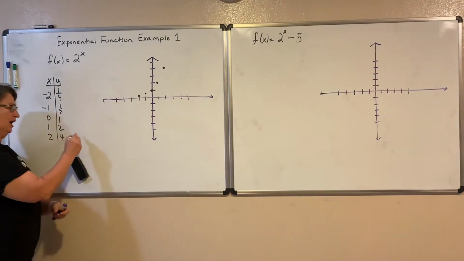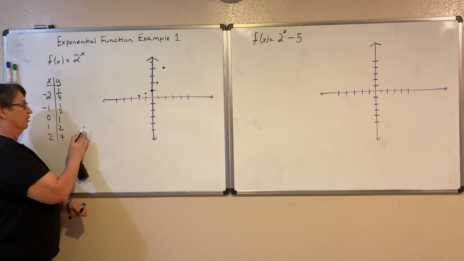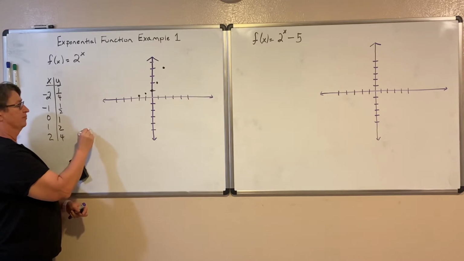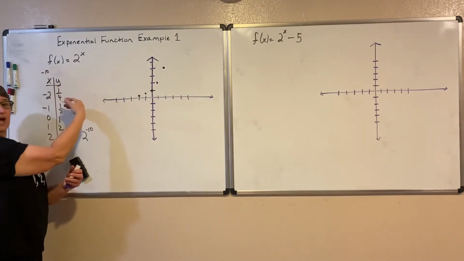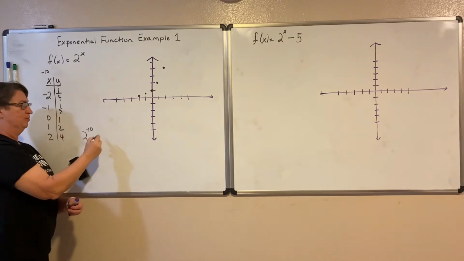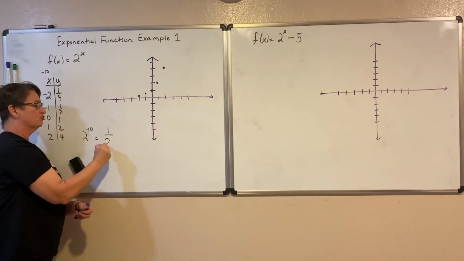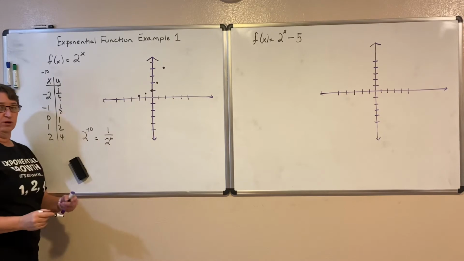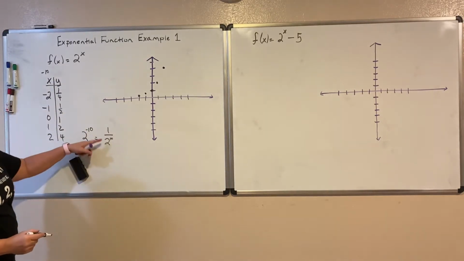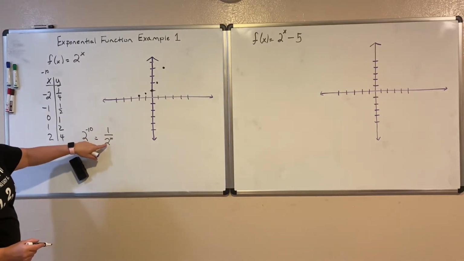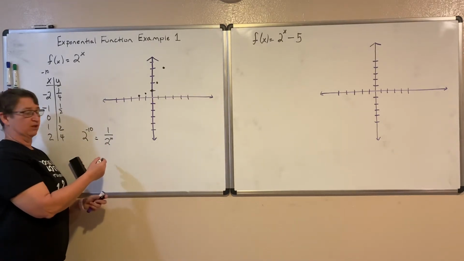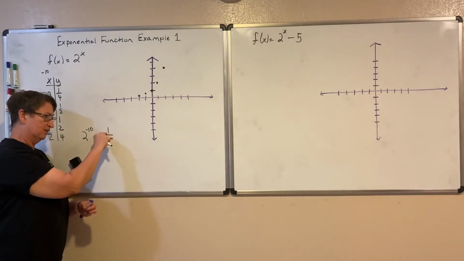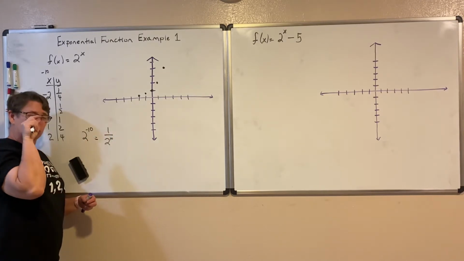say we put in a negative 10 for our x value. If I were to put in a -10, so way out here, what would my output be? Well, that would be 1 over 2 to the 10th power, because that negative reciprocates it, and so then I have 2 to the 10th power. Well, 2 to the 10th power is a large number. So that fraction is small.